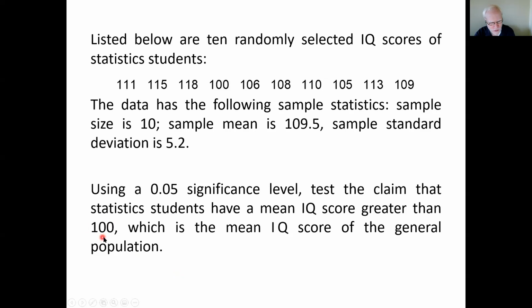So IQ scores are meant to have a mean of 100. That's what they're constructed to have, where the average person would get an IQ score of 100. So we want to test the claim that statistics students have a mean IQ greater than 100. So if you get into the statistics class, you've got a mean IQ greater than 100. So that's what we want to be testing. So give it a try using the different steps.